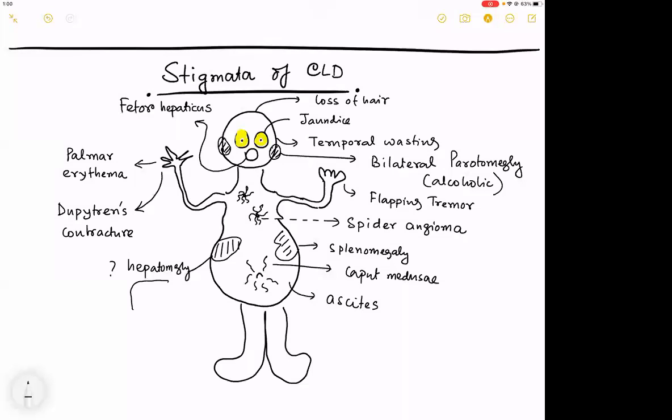If it is hepatomegaly, what could be the surface of the liver? Surface of the liver is nodular. Genitalia, testicular atrophy. Chest, gynecomastia.